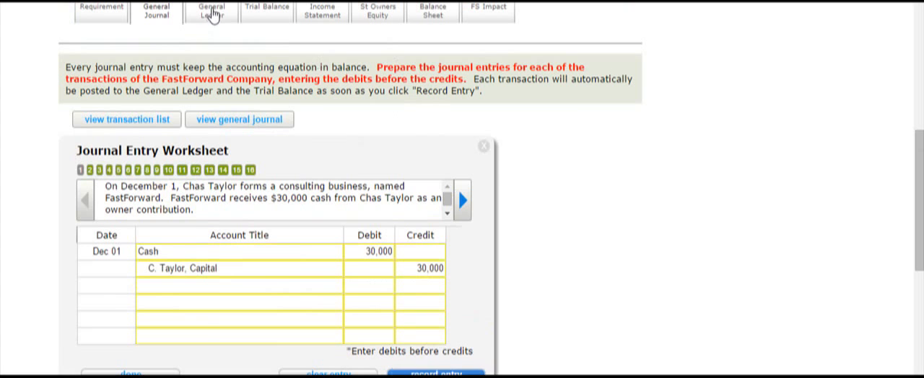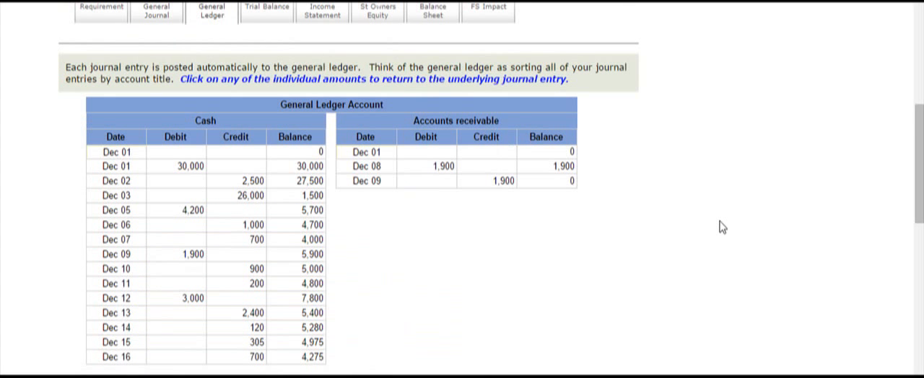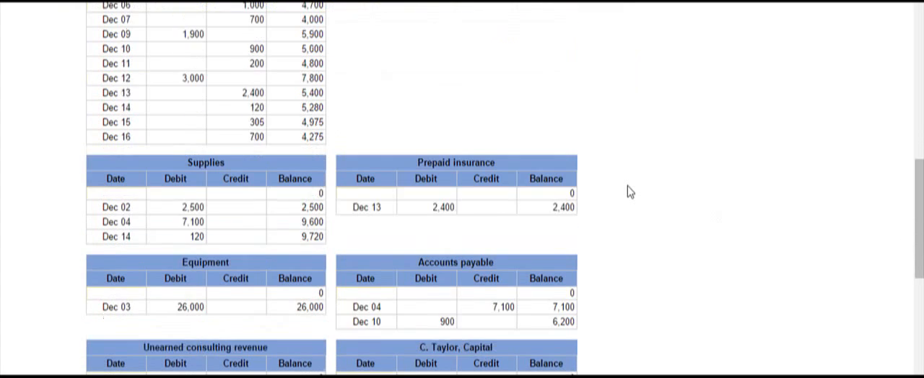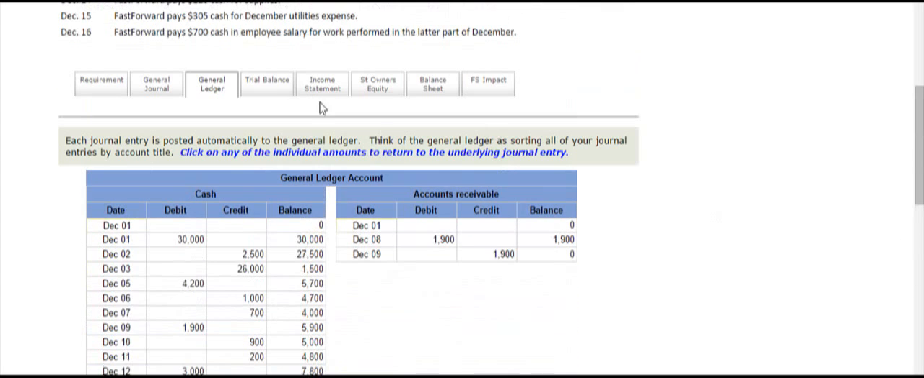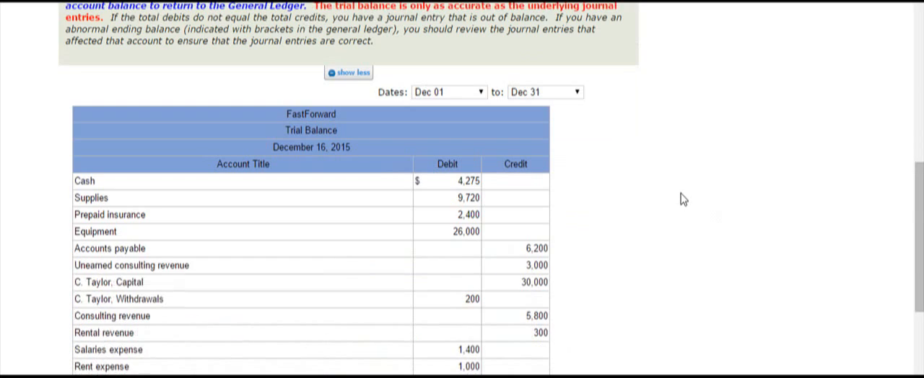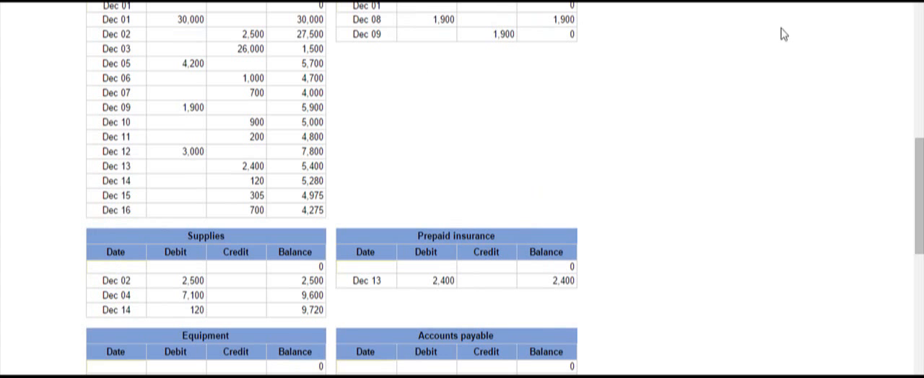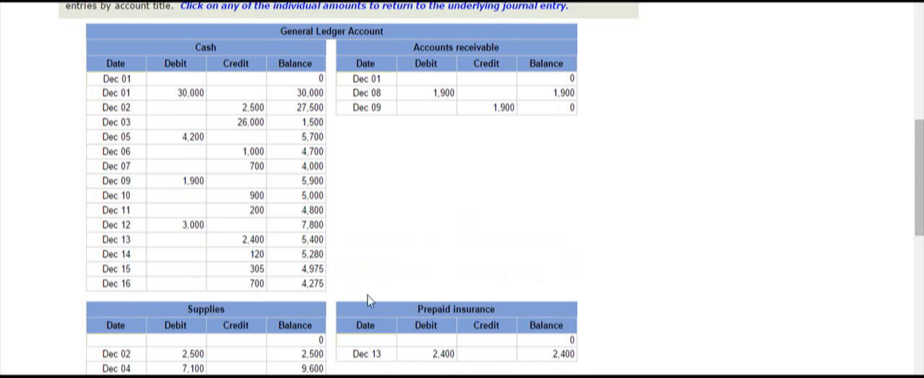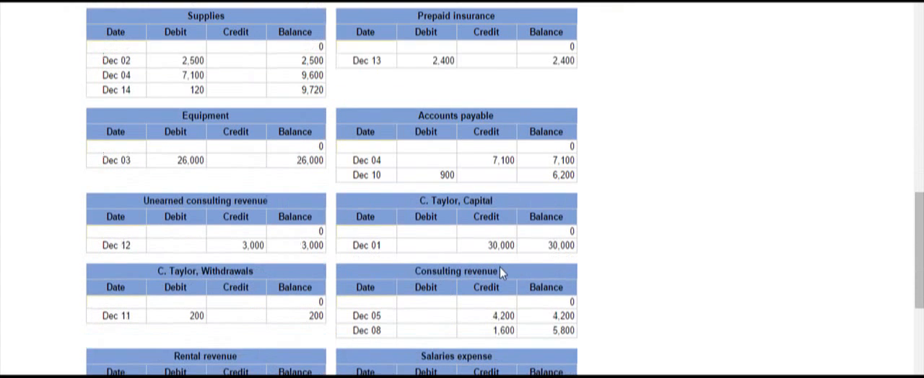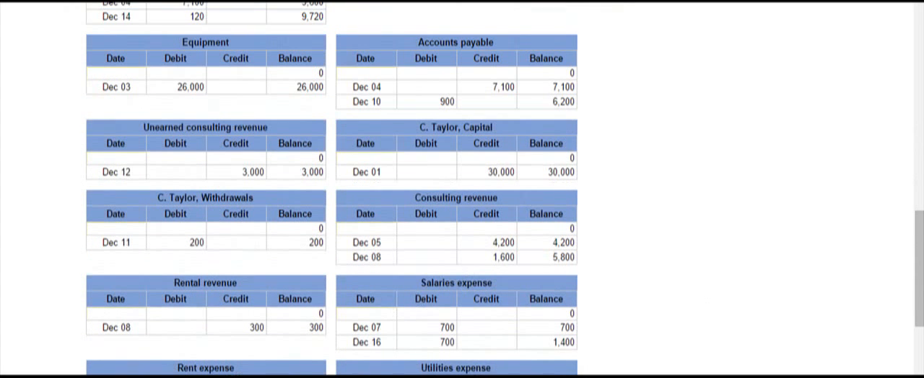So let's look at our general ledger, and it posted it all for you, so you didn't have to do that by hand. And the trial balance balances. Everything is brought over, all of the balances. If you click on that, it will take you to your ledger. It should take you to the ledger account that shows you that. And there you go.